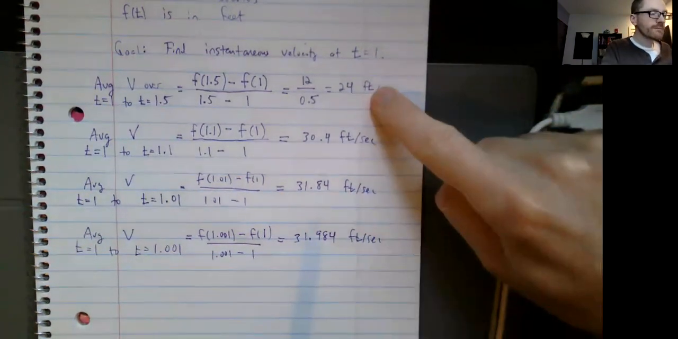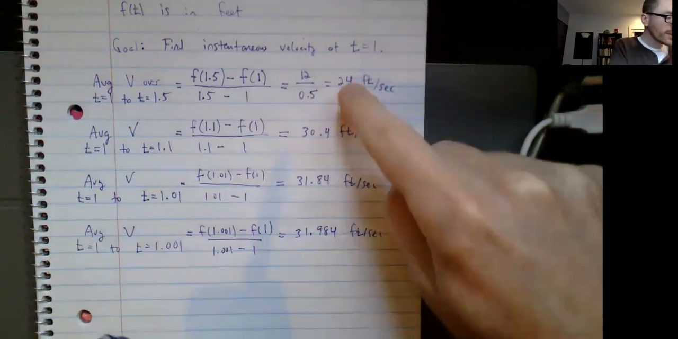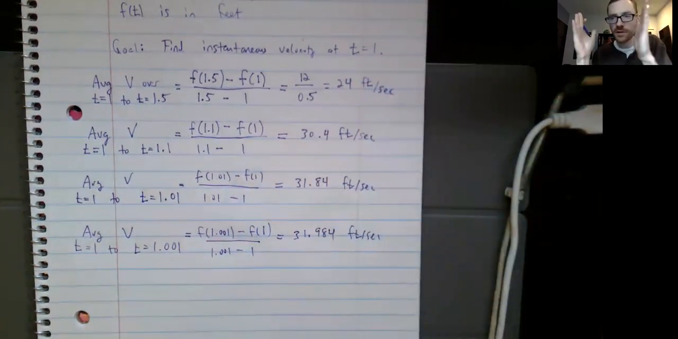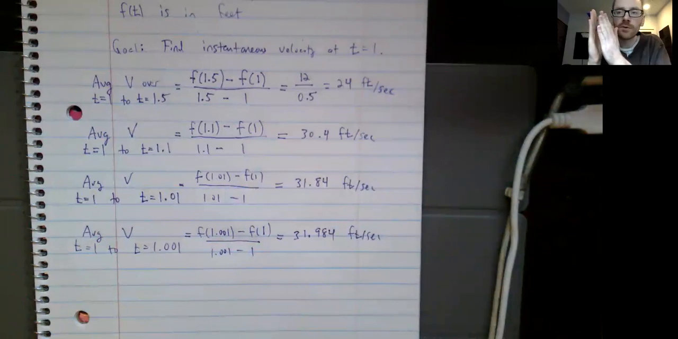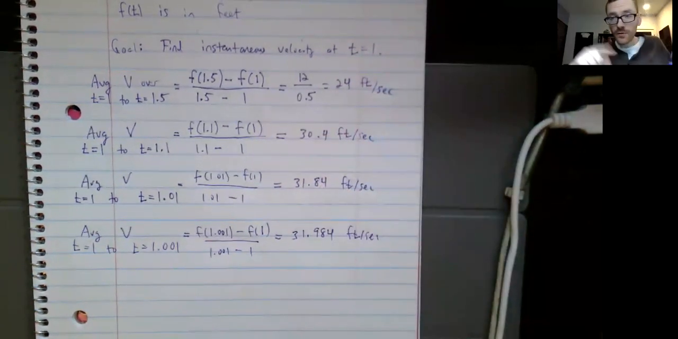Notice that at first there's quite a lot of change between the average velocities, but as I shrink the interval more and more, the average velocities are not jumping all over the place; rather, they're converging to a particular value. They're converging to a particular speed, and what they're converging to is the instantaneous velocity.